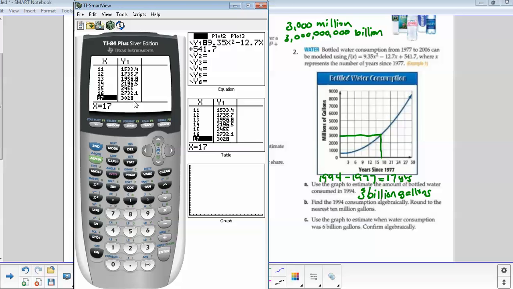3,028 million. It says to round to the nearest 10 million gallons. So you could write 3.028 billion, but because they're asking you to round to the nearest 10 million gallons, that means to round to this tens place right here. The number after the 2 is an 8, that rounds that 2 up. So your number is going to be 3,030.